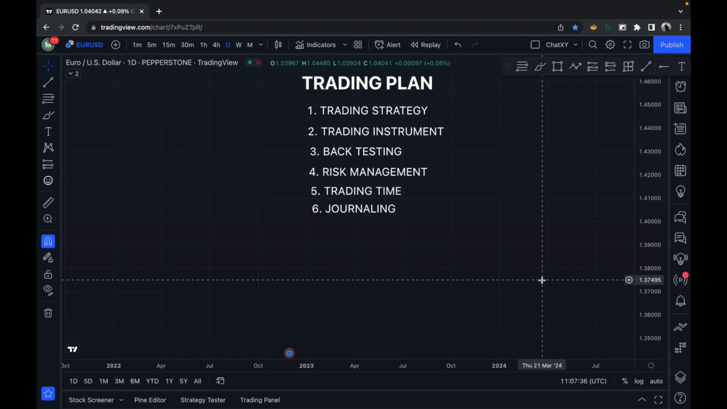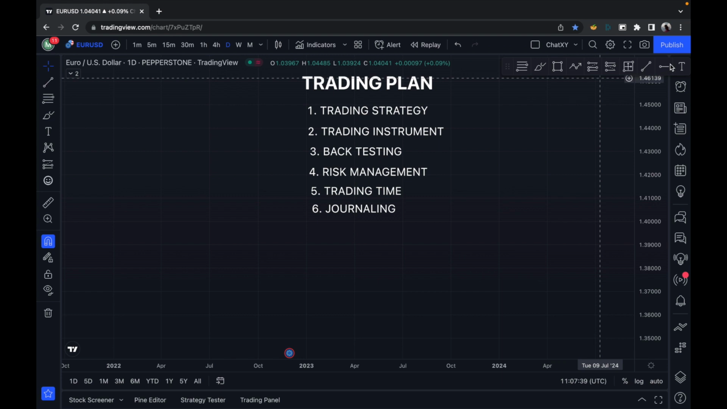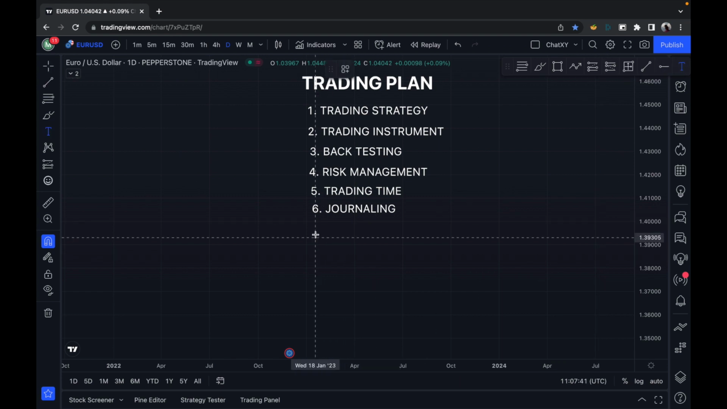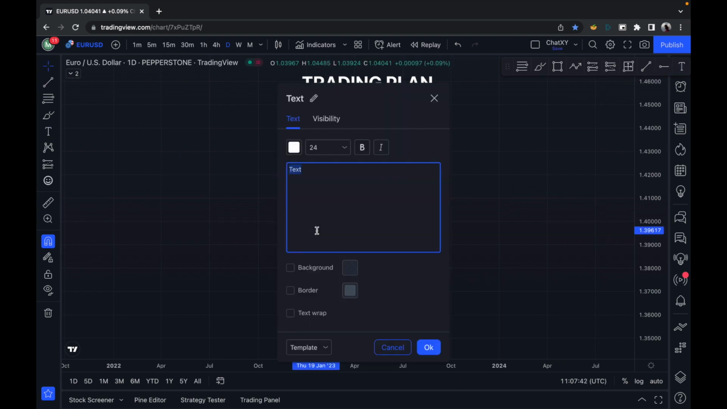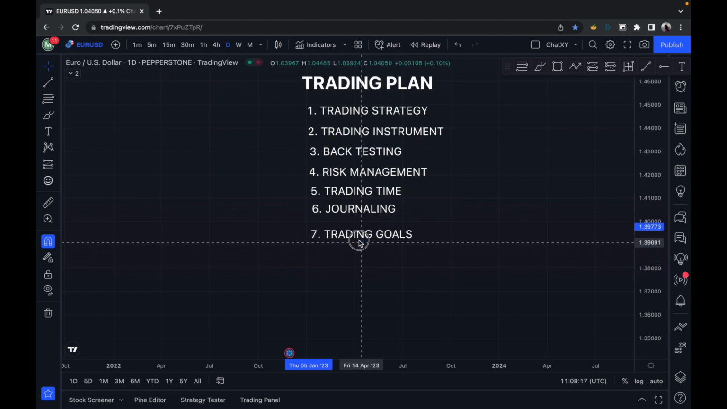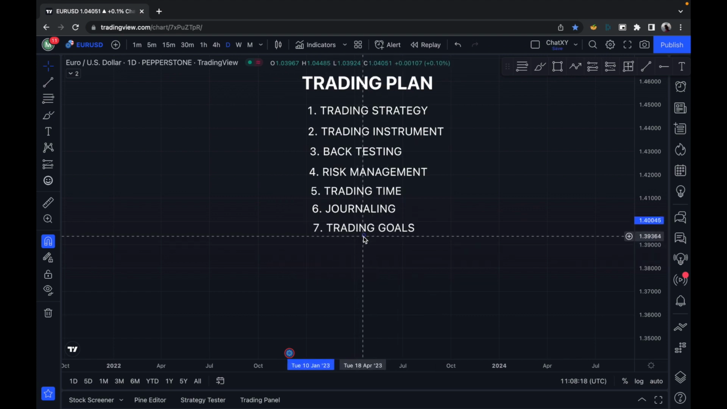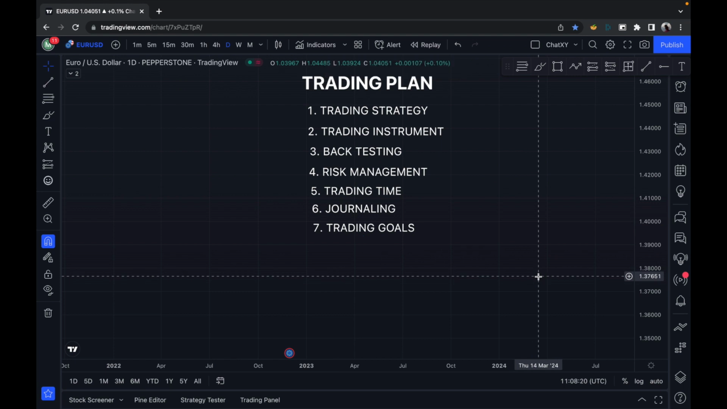And then the last of it is trading goals. That's the seventh point. So the last one here is trading goals. That will be the last point I will mention today. Trading goals is more like what I want to achieve, and it should be in your trading plan.